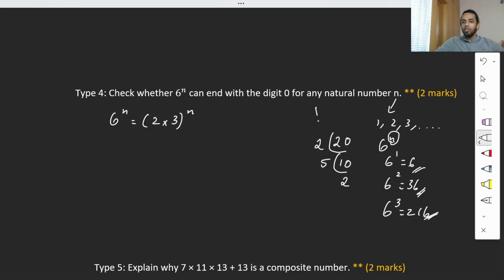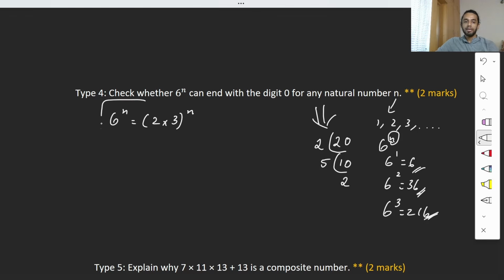But as I told you, we know that if a number has to end with the digit 0, it should have the factors 2 and 5 at least once. But as you can see here, 6 has only the factors 2 and 3. 5 is not present here. Since 5 is missing, we can very well say that 6 power n can never end with the digit 0. We can also take the help of the uniqueness in the fundamental theorem of arithmetic, and we can say that it will never end with the digit 0.